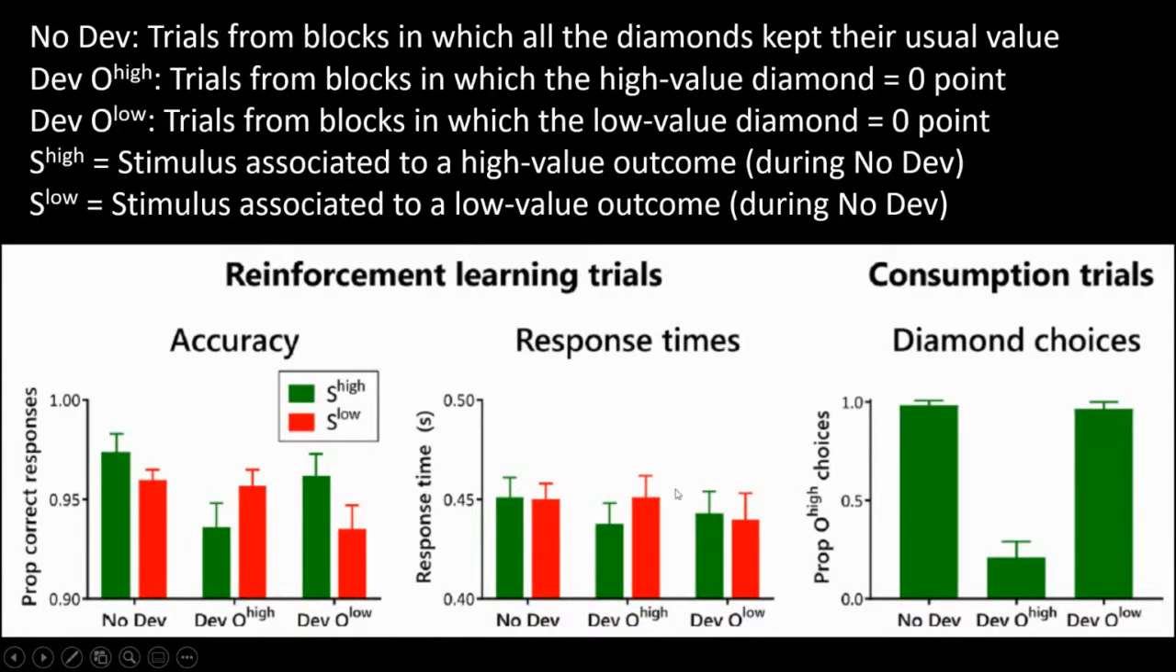We didn't see anything in response time. And in consumption trials, we have more information that our manipulation is working because they pick all the time the good diamond, but not when that good diamond is devalued. When we devalue the good diamond, they stop picking that diamond.